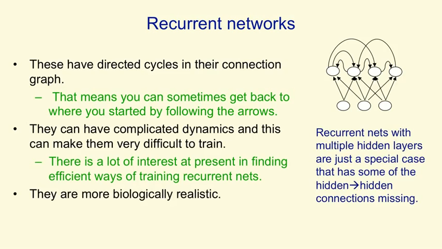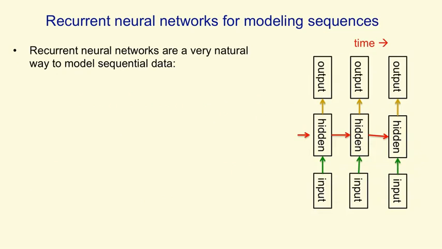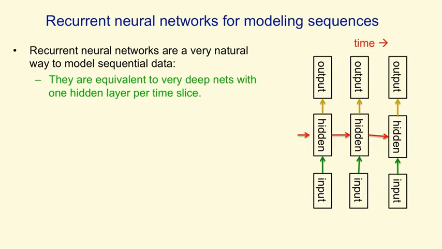Recurrent neural networks with multiple hidden layers are really just a special case of a general recurrent neural network that has some of its hidden-to-hidden connections missing. Recurrent neural networks are a very natural way to model sequential data. So what we do is we have connections between hidden units, and the hidden units act like a network that's very deep in time. So at each time step, the states of the hidden units determines the states of the hidden units at the next time step.